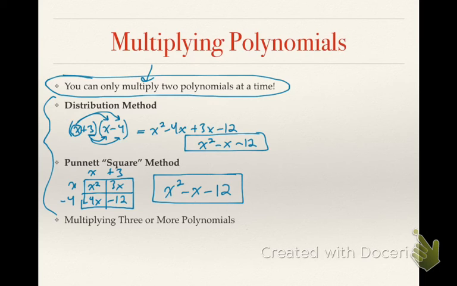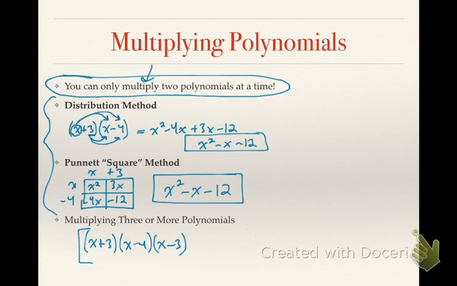Now when you multiply 3 or more polynomials, then you just have to group them. You're going to multiply two things at once. So if you had something like x plus 3 times x minus 4 times x minus 3, the way you're going to do this is you're going to group two of them together. It doesn't matter which two you group together.